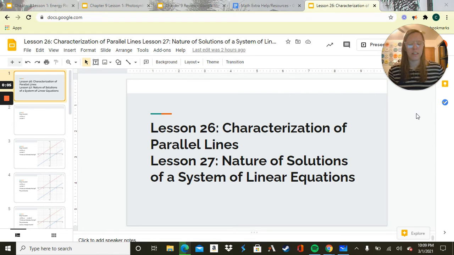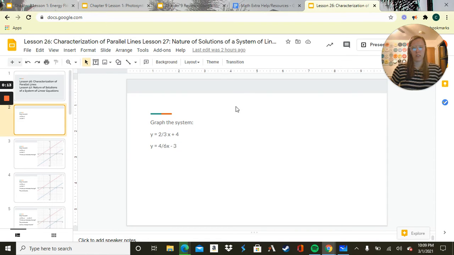Tonight we're looking at lesson 26, characterization of parallel lines, and 27, nature of solutions of a system of linear equations. So here we have our system. That's asking us to graph it.